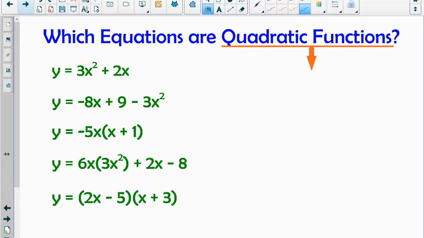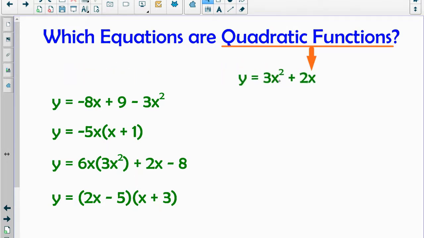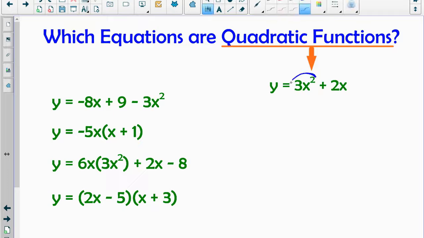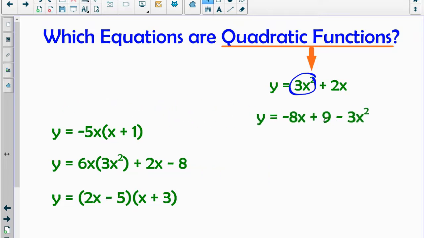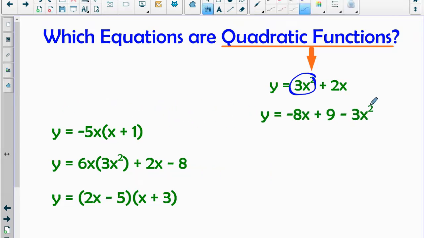So let's look a little bit more at equations first. Which equations are quadratic functions? Now remember, a quadratic function is one that has x squared as its largest power of x. So I can see right away that that one has to be a quadratic function because we have the x squared term as the largest power of x. The next example, you know what, that's quadratic also because the term with the largest exponent is x squared.